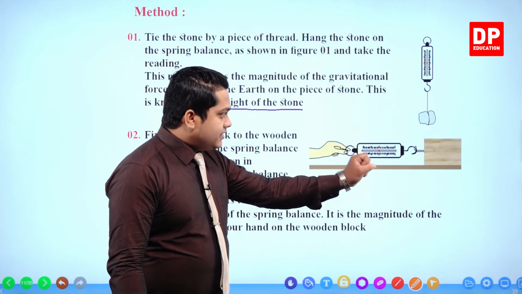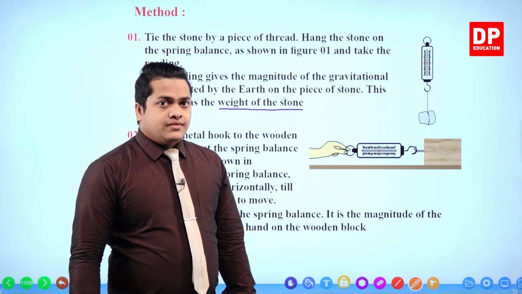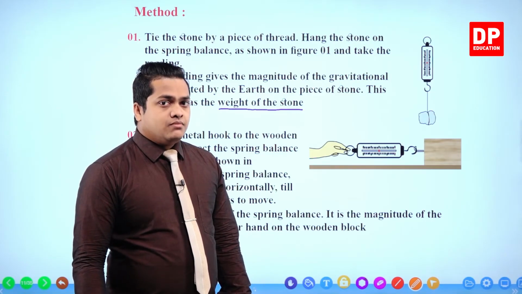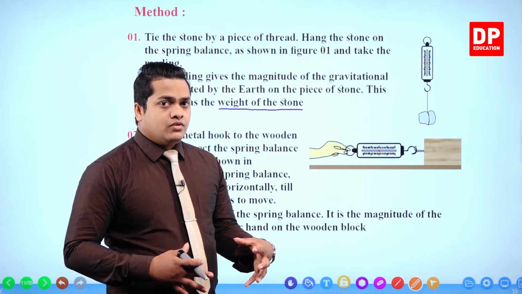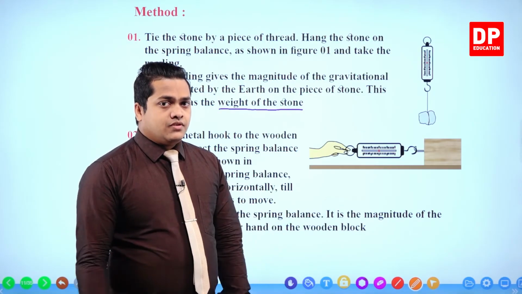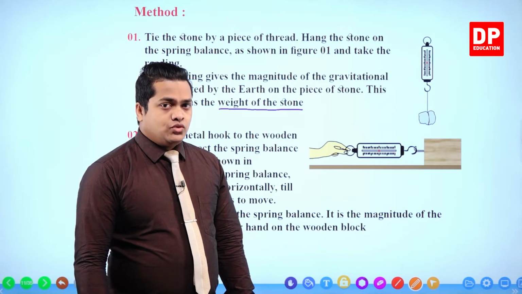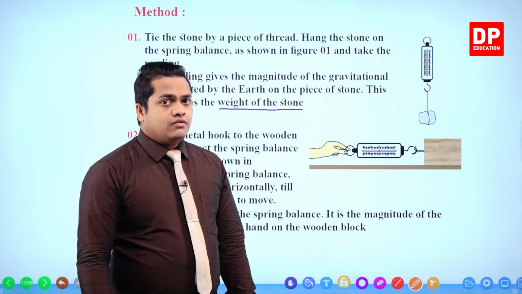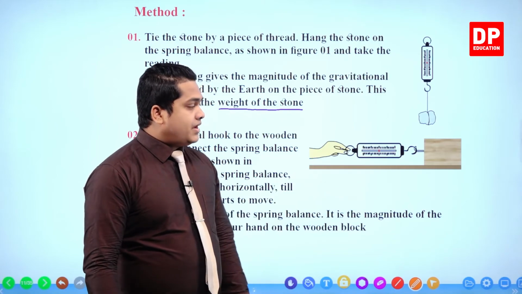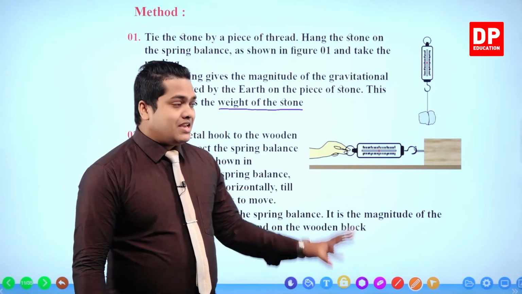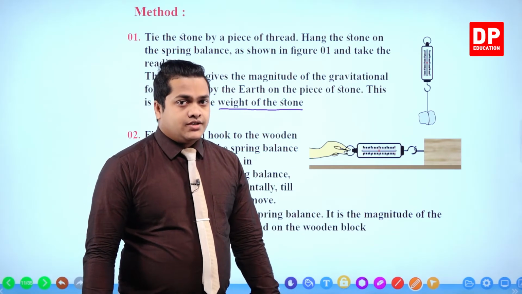So at the stage of the motion, when it is just starting to move, you can observe the force exerted by you on the wooden block. You can measure the force applied by using the spring balance, like according to the second figure.